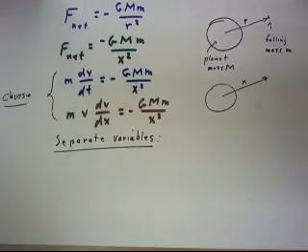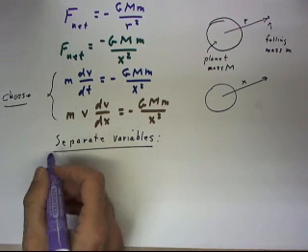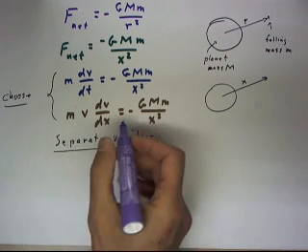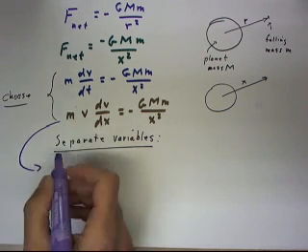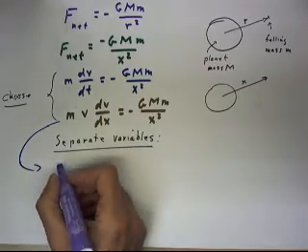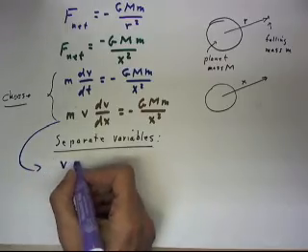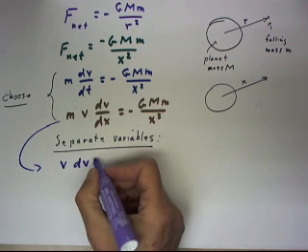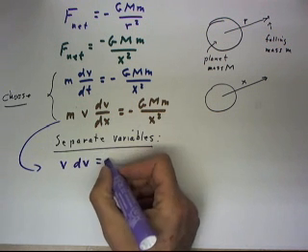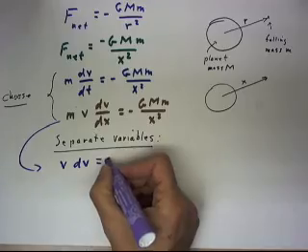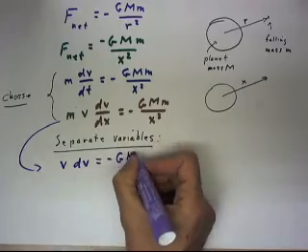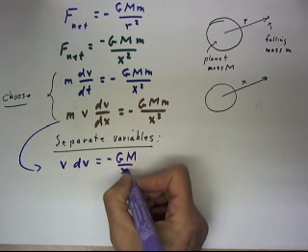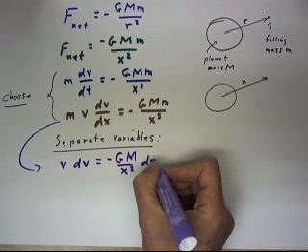Looking for the marker, don't have the right color, we'll use this one. Okay. Separating the variables in the second form of the equation, we get v dv on the left hand side. On the right hand side, we're going to get negative big G times big M over x squared dx.